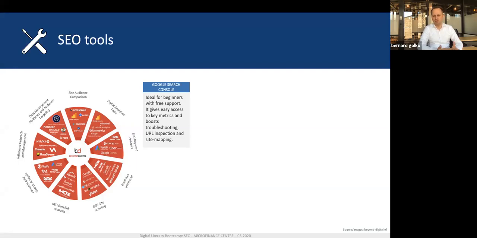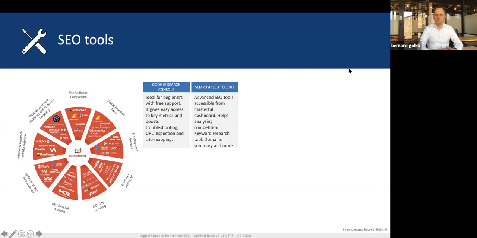This is ideal for the beginner: free support, lots of metrics, URL inspection, site mapping. Next one would be SEMrush. If you are not familiar with the SEMrush company, go to their website and you will understand immediately why hundreds of thousands or millions of organizations are using their software nowadays.